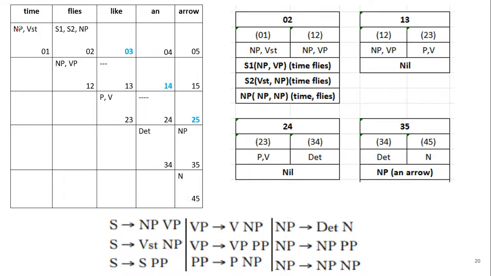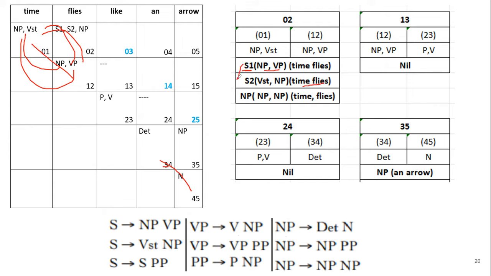Now see, same as the previous problem. So for 1 3 nil, 2 4 nil, and 3 5, that is 3 4 and 4 5 combination, so NP and arrow, that is a noun phrase, gets generated. Now we will see this 0 2. These 4 combinations can be possible: NP NP, NP VP, VST NP and VST VP. So NP VP creates S1, because the start symbol gets generated since time flies can be a correct statement. S2 is VST NP, time flies.